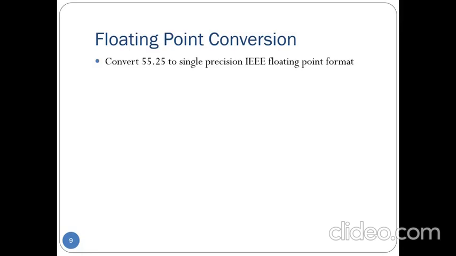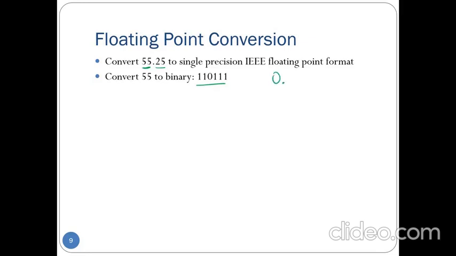Alright, so this next question over here is asking us to convert the given floating point number 55.25 into IEEE representation. So the first thing we should do is we should translate this 55 into binary format, and then we should translate this 0.25 into binary format. So to translate 55 into binary format, you can simply use the division method, and you will see that 55 is actually 110111. Now what about 0.25?